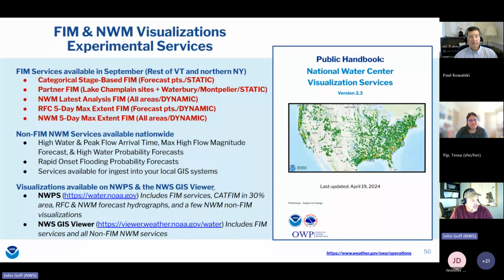I mentioned this. There's a national GIS viewer that you can go to down here. This is public as well. You can view a lot of other FIM high water services in this national viewer that I didn't even talk about today. It's got probabilities of high water and rapid onset. You can visualize this, and it's available online to ingest into local GIS systems.